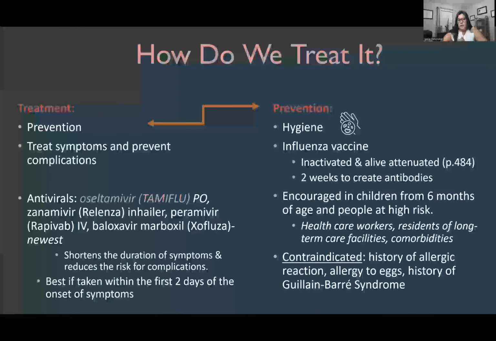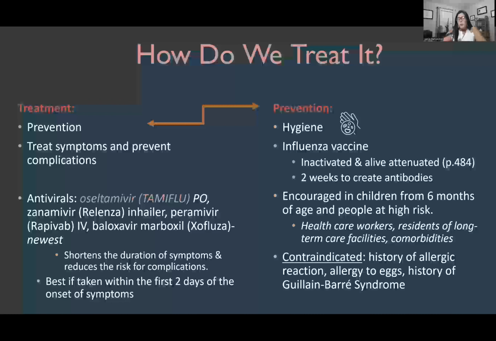You can get the inactivated or the live attenuated, and there is a difference between those two. They're on page 484. The inactivated is the weakened virus being injected in your muscle. The live attenuated is usually a spray, and there are certain ages you can get it. So please go to that chart on page 484 of your book and see the difference, okay?